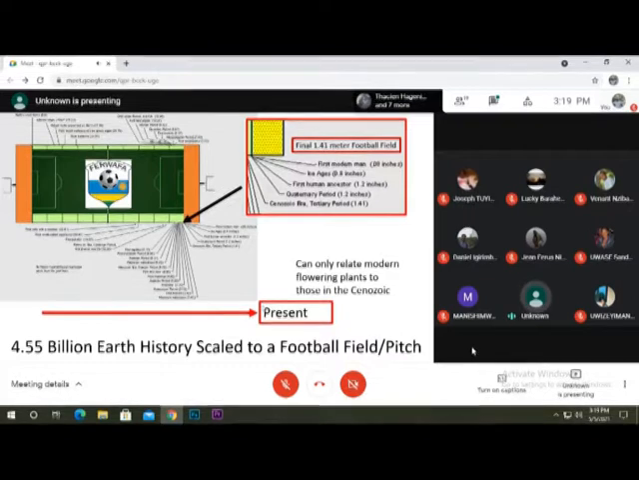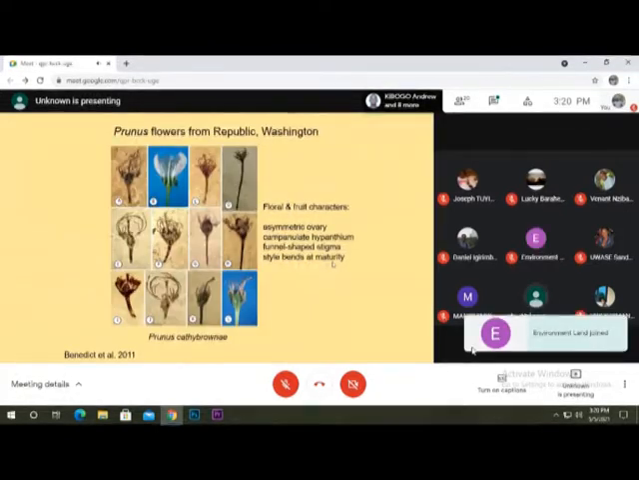If that represented 4.55 billion years of Earth history, the final 1.41 meters, so just think roughly a little less than 1.5 meters of that football field before the present, would represent the time of these fossils. So just to give you the scale. And these are what the fossil Prunus that we have from Republic, Washington look like.